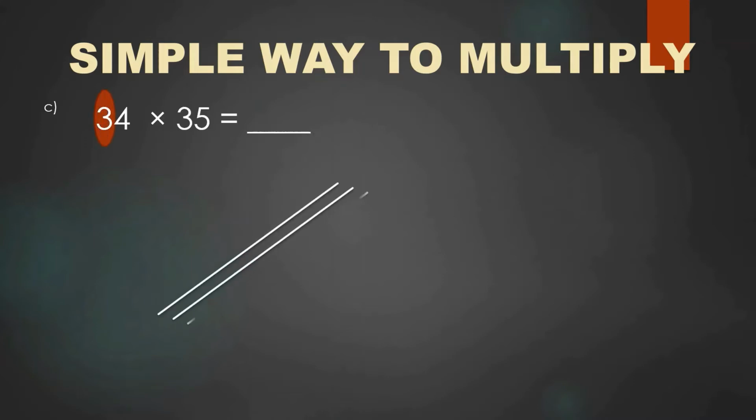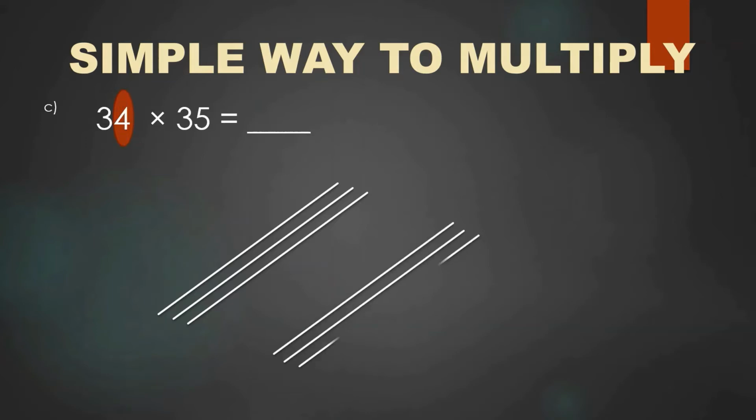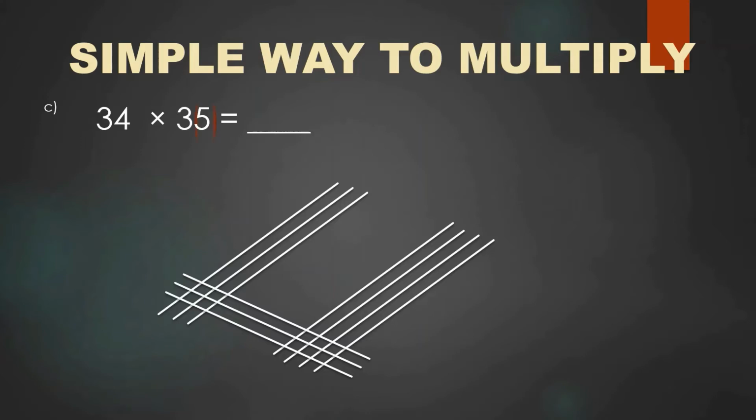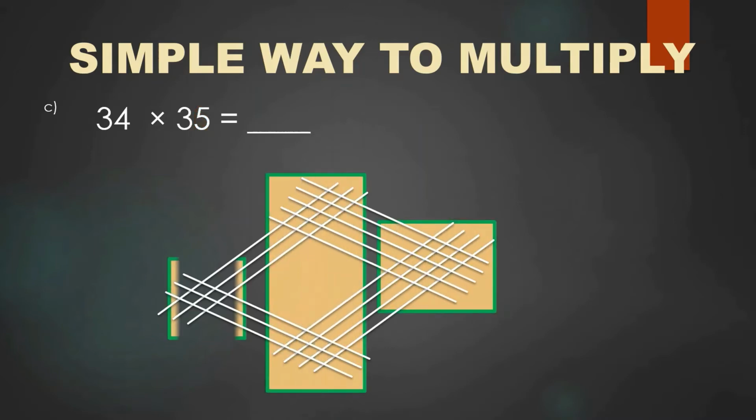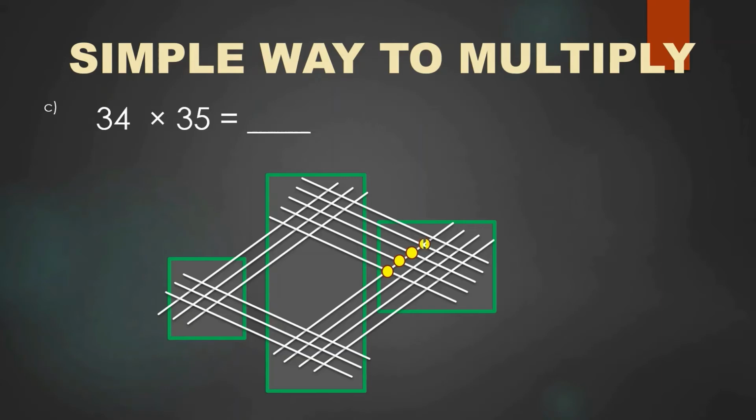Then, count the number of intersections in each group. 20. If it is more than 9, add the left number to the next group.